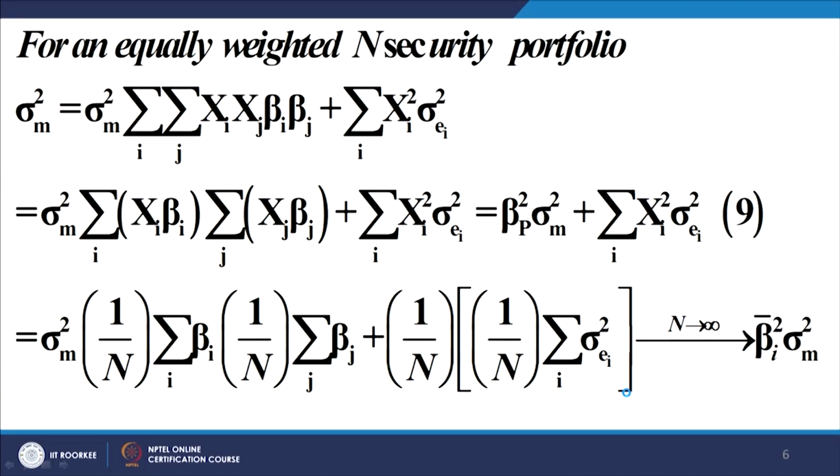Now, let us look at an equally weighted n security portfolio. Then x i will be equal to 1 upon n for all i, and when we make this substitution, we arrive at the expression given in equation number 6. If you look at equation number 6, the first term, which I underline now, is the summation of all the betas of all the securities that constitute the portfolio divided by the number of securities. So, in some sense it represents the average beta per security of the security set that forms the portfolio. Similarly, when you sum the same thing over beta j, you will get again the same expression, that is the average beta over the set of securities constituting the portfolio.